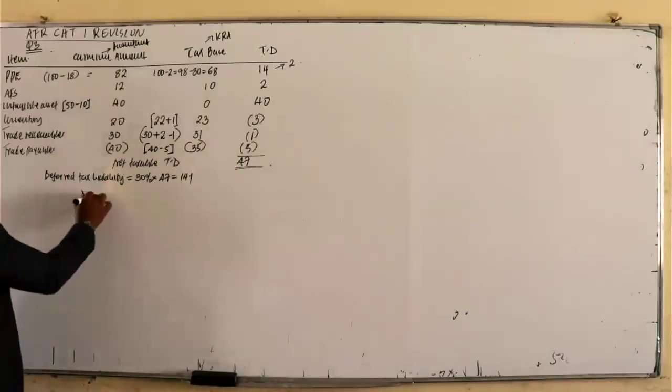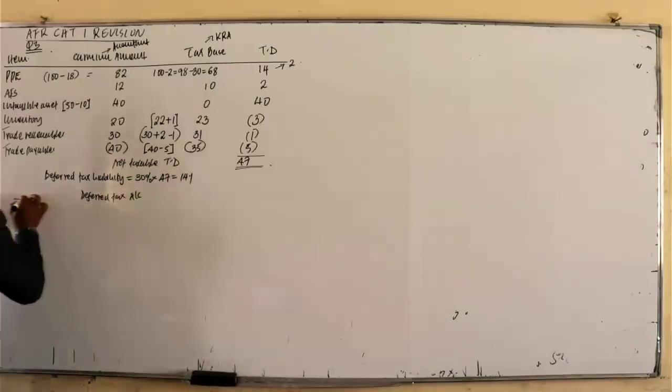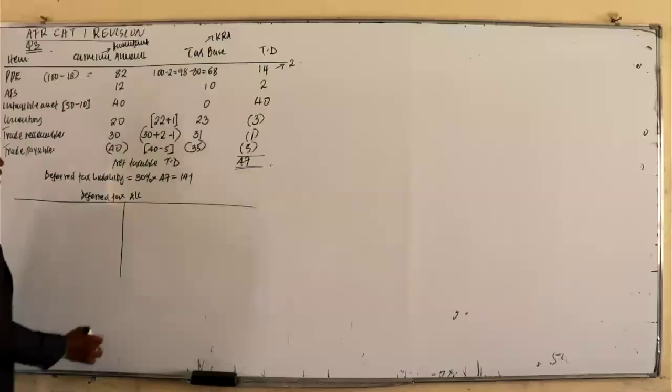Remember, we said that an increase in deferred tax liability is an expense. A reduction in deferred tax liability becomes an income. How do you determine the increase or reduction? You prepare the deferred tax account. How do you prepare the deferred tax account?